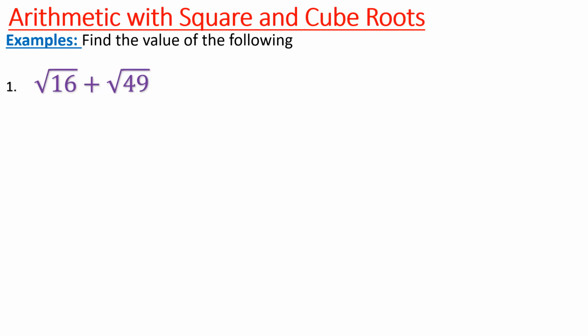What are we going to do first of all? We're going to simplify the square roots. What's the square root of 16? 4. And what's the square root of 49? 7. Good. So now we have 4, because that comes from the square root of 16, and then we have 7 because that comes from the square root of 49. And what does that give us? 7 plus 4, that gives us what?